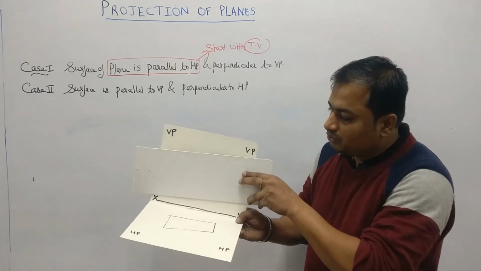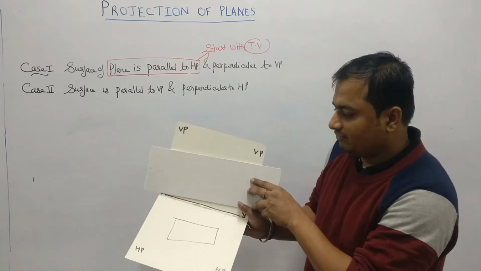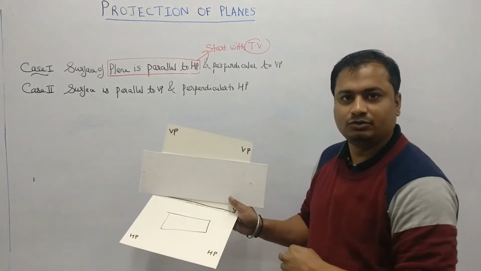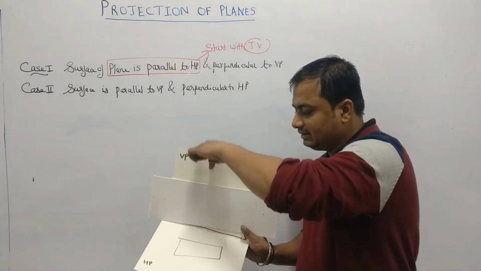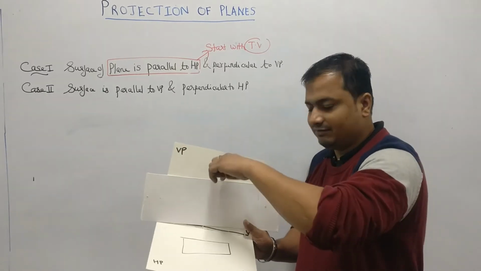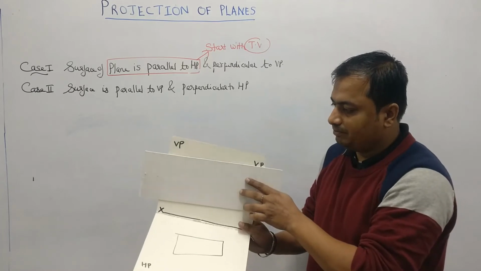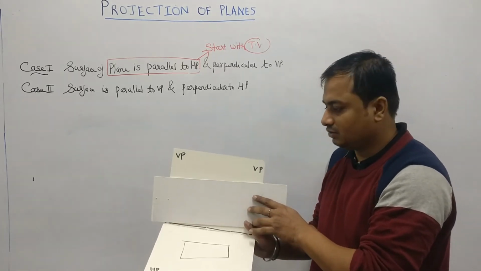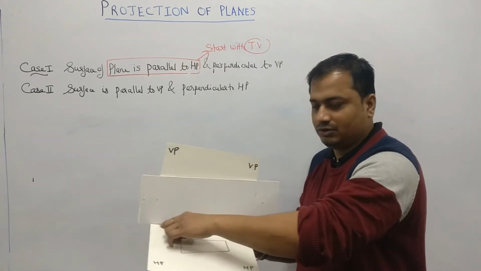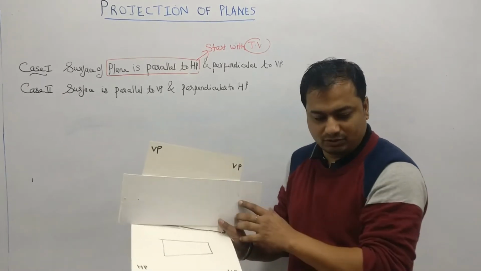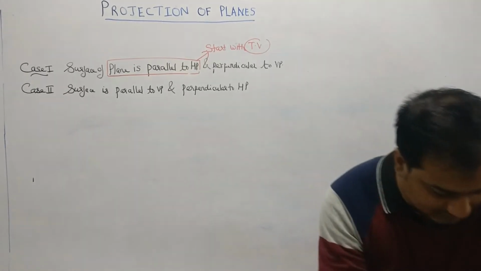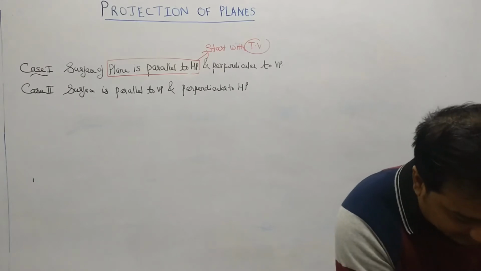Now the front view is going to appear as the true shape. In the front view you will get the rectangle, the true shape, and the top view will be a line. Where will be the location of the line? If I have assumed this plane is on VP itself, the top view will be a line which will be on the XY. So the top view will be on XY and the front view will be a rectangle. So the projections are going to be obtained like this.